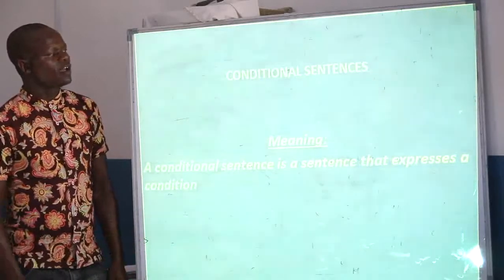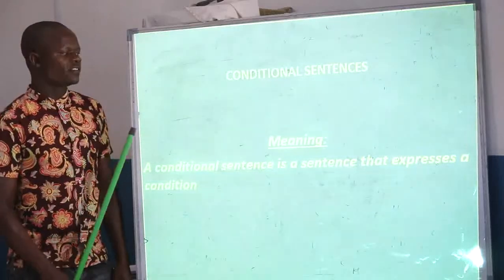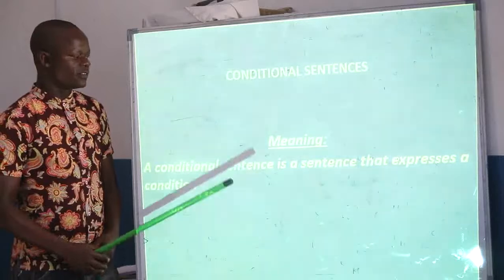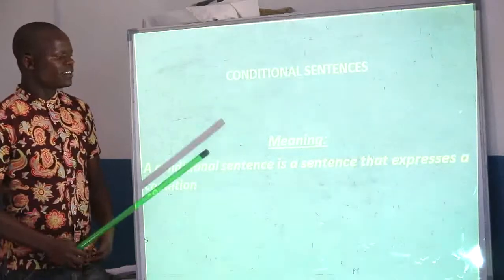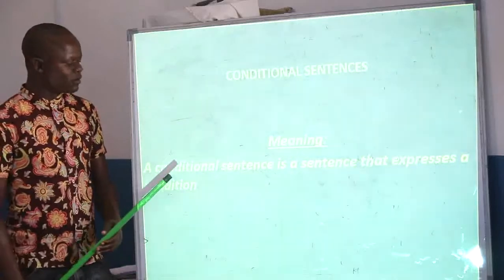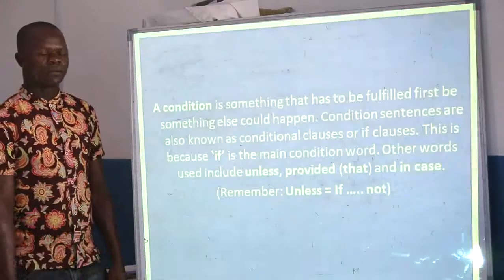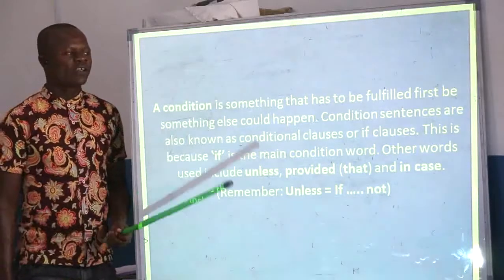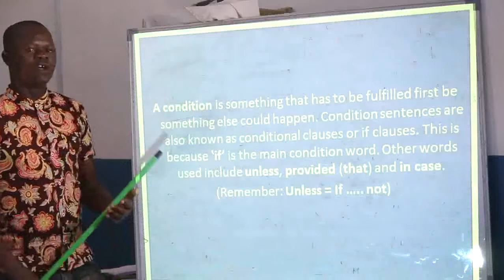We are going to look at conditional sentences, as you can see on the wall. Let us see the meaning of a conditional sentence. A conditional sentence is a sentence that expresses a condition. Now, what does the word condition mean? A condition is something that has to be fulfilled first before something else could happen.